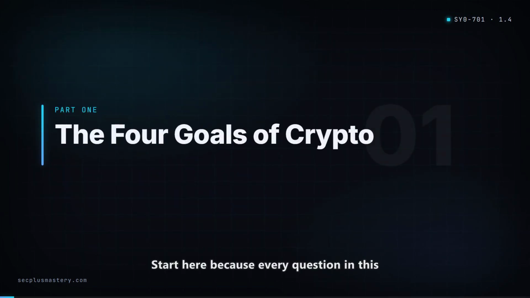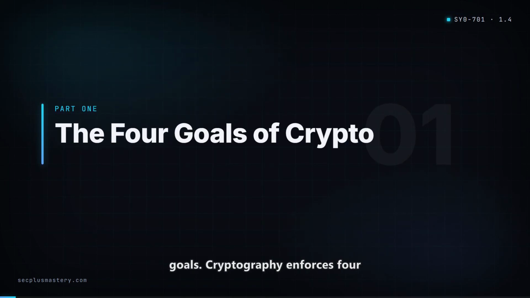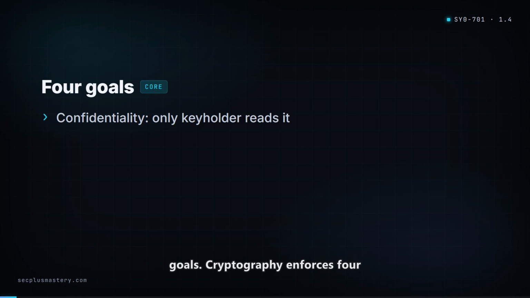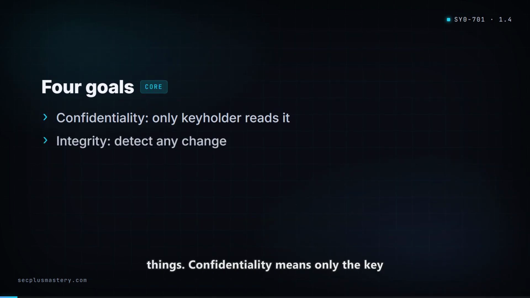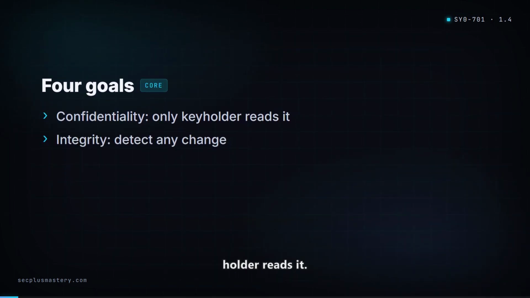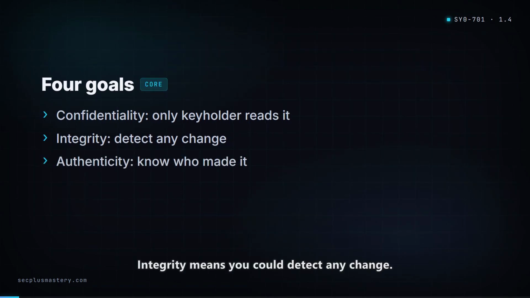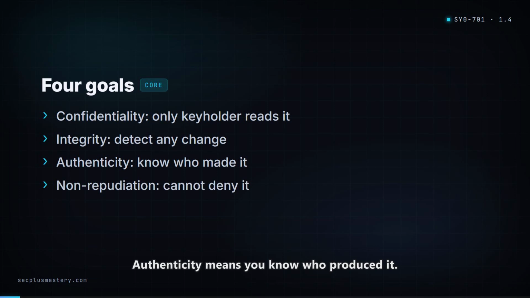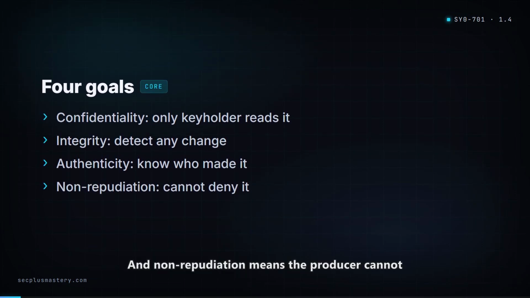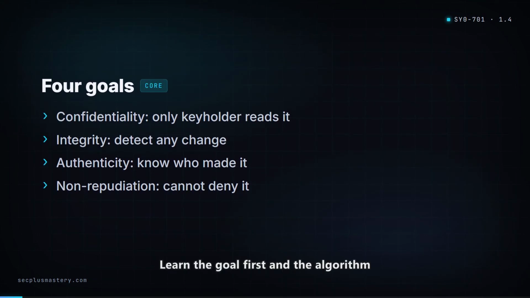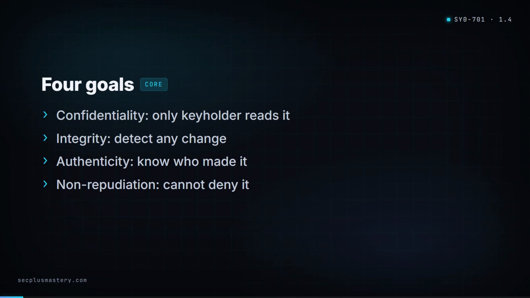Start here, because every question in this objective traces back to one of 4 goals. Cryptography enforces 4 things. Confidentiality means only the key holder reads it. Integrity means you can detect any change. Authenticity means you know who produced it. And non-repudiation means the producer cannot later deny it. Learn the goal first and the algorithm name second.